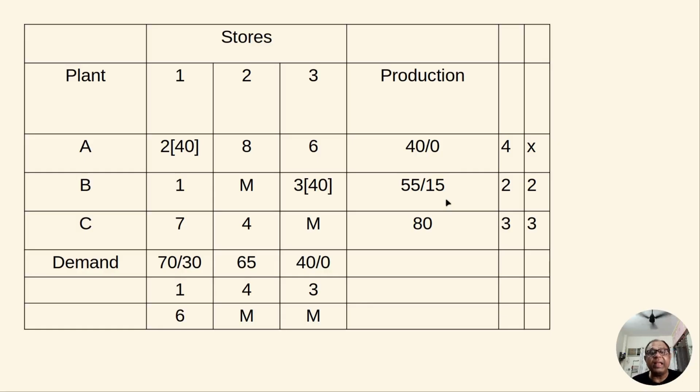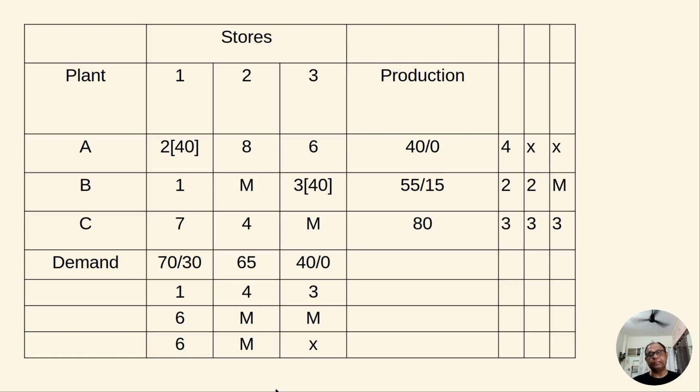Now we have to again recalculate the penalties. Remember one thing, plant number A, all the production has been allocated. So that does not appear in our penalty calculations now. Similarly, store number 3 has been fully allocated 40, so this will also not appear in our penalty calculations. Now the penalty is on your screen, and you can cross check. I won't further explain how we calculate the penalties.